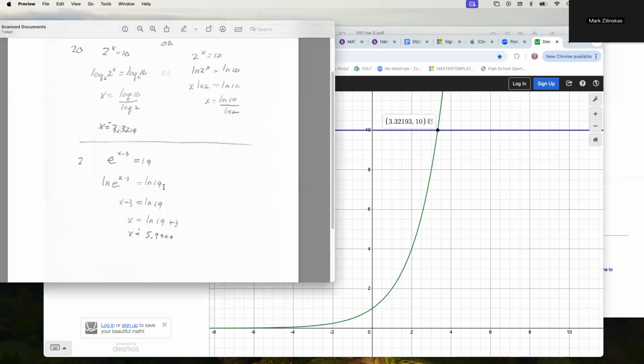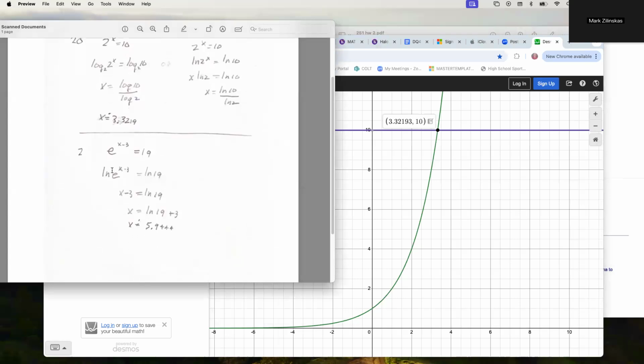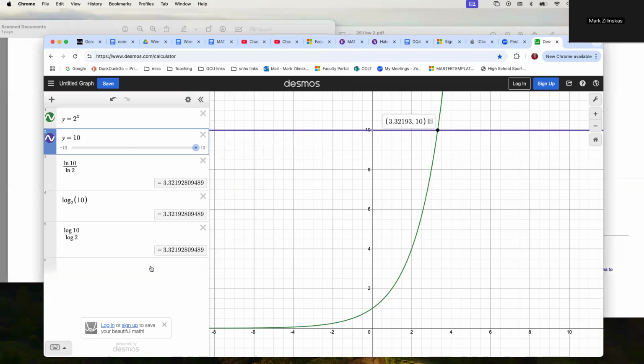I have another one here real quickly for you to look at, and that is e to the x minus 3 equals 19. The inverse function is the natural log function, so I take the natural log of both sides. Again, they undo one another, therefore I'm just left with x minus 3 equals the natural log of 19. Just a number, right? So I add 3 to both sides, and I get the natural log of 19 plus 3, which is equal to 5.944.